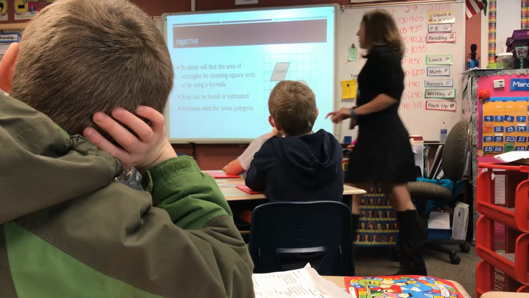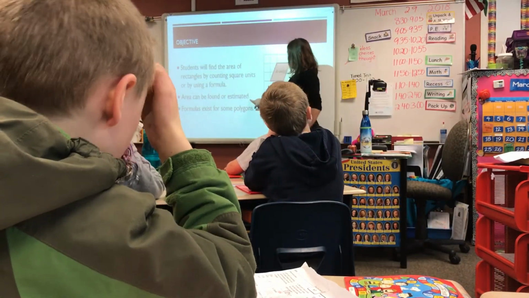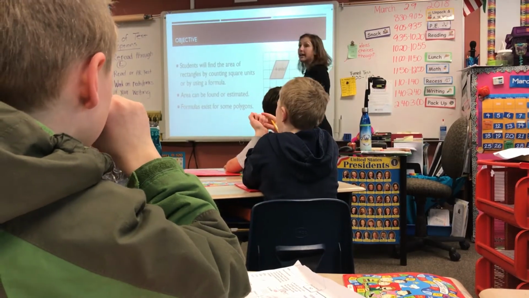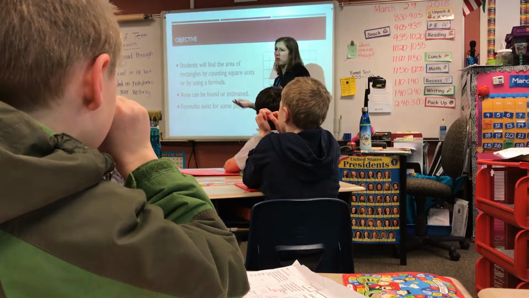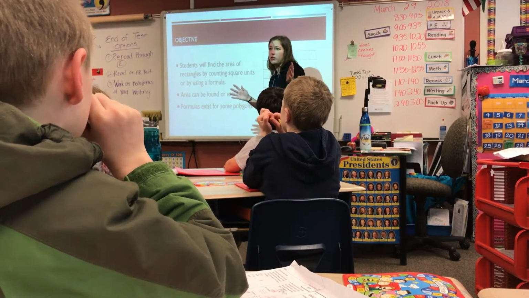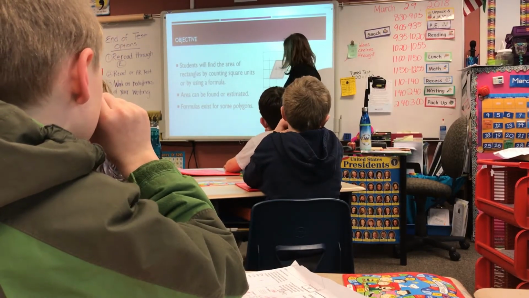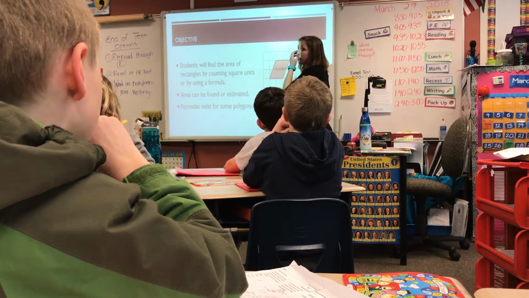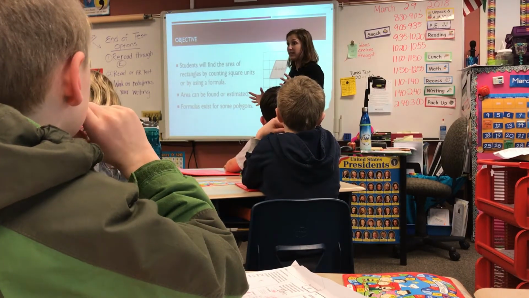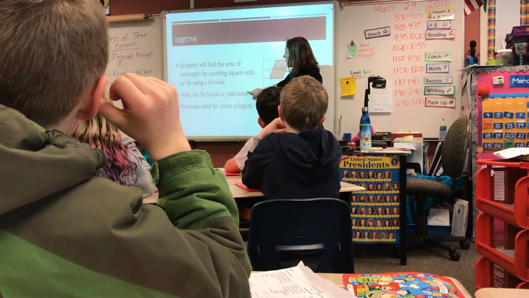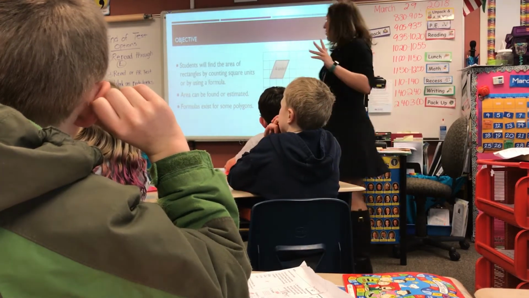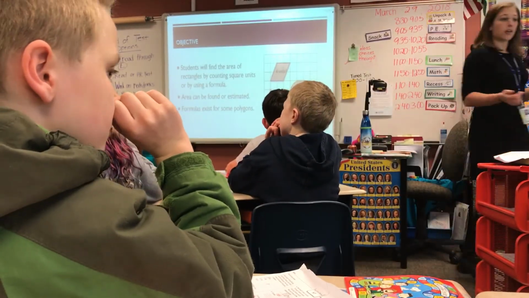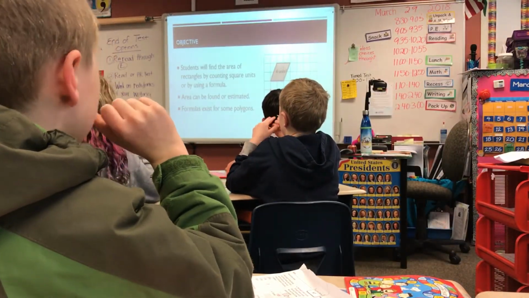So area we know can be found or estimated. Sometimes with a triangle we learn that you can estimate it. If we don't know exactly, you can say, I think it's about 4 square units. That's an estimation. Or with our squares and rectangles, we were learning how to get the exact. So it could be found exactly or estimated. And formulas exist for some polygons. So we're going to learn one of these formulas today.